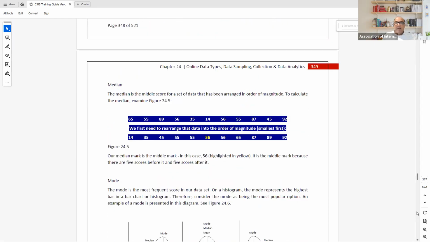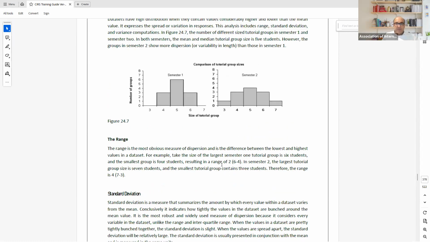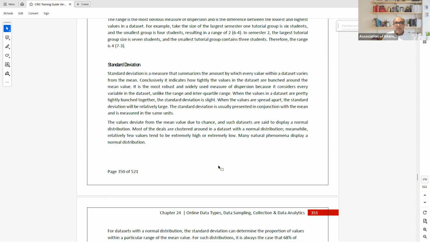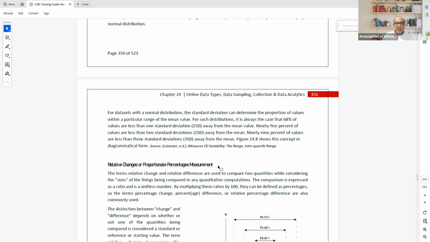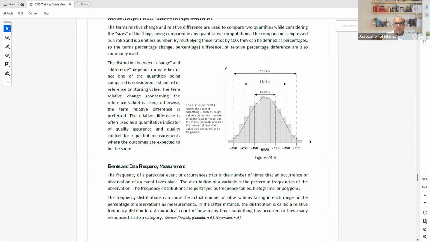You're not going to be asked to do the calculations. Remember that. They will just show you the chart and ask you, what does this mean? Here I'm going to show you the example of standard deviation. Just look at this chart over here.